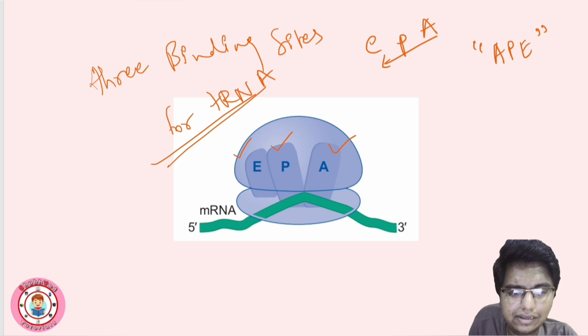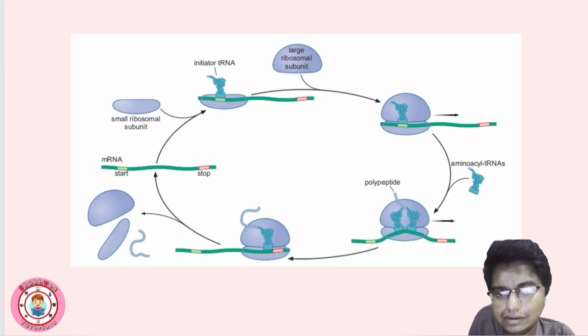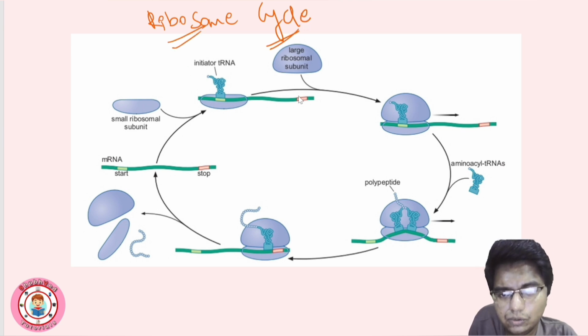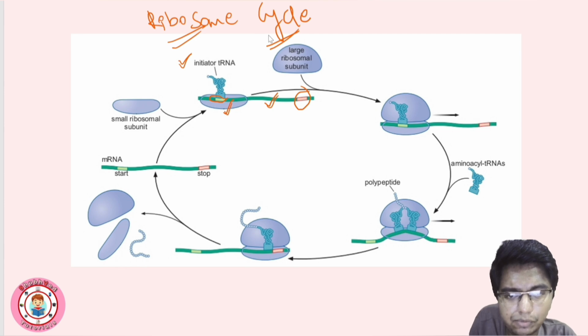Now the next thing about ribosome is the ribosome cycle. See, this is a ribosome cycle. In the first step, we can see here this is an mRNA with a start codon and a stop codon. Start is given green color, stop is red. Then here is the initiator tRNA. First the initiator tRNA will come and the small subunit will come. Also there are factors involved. This is just a ribosome cycle.